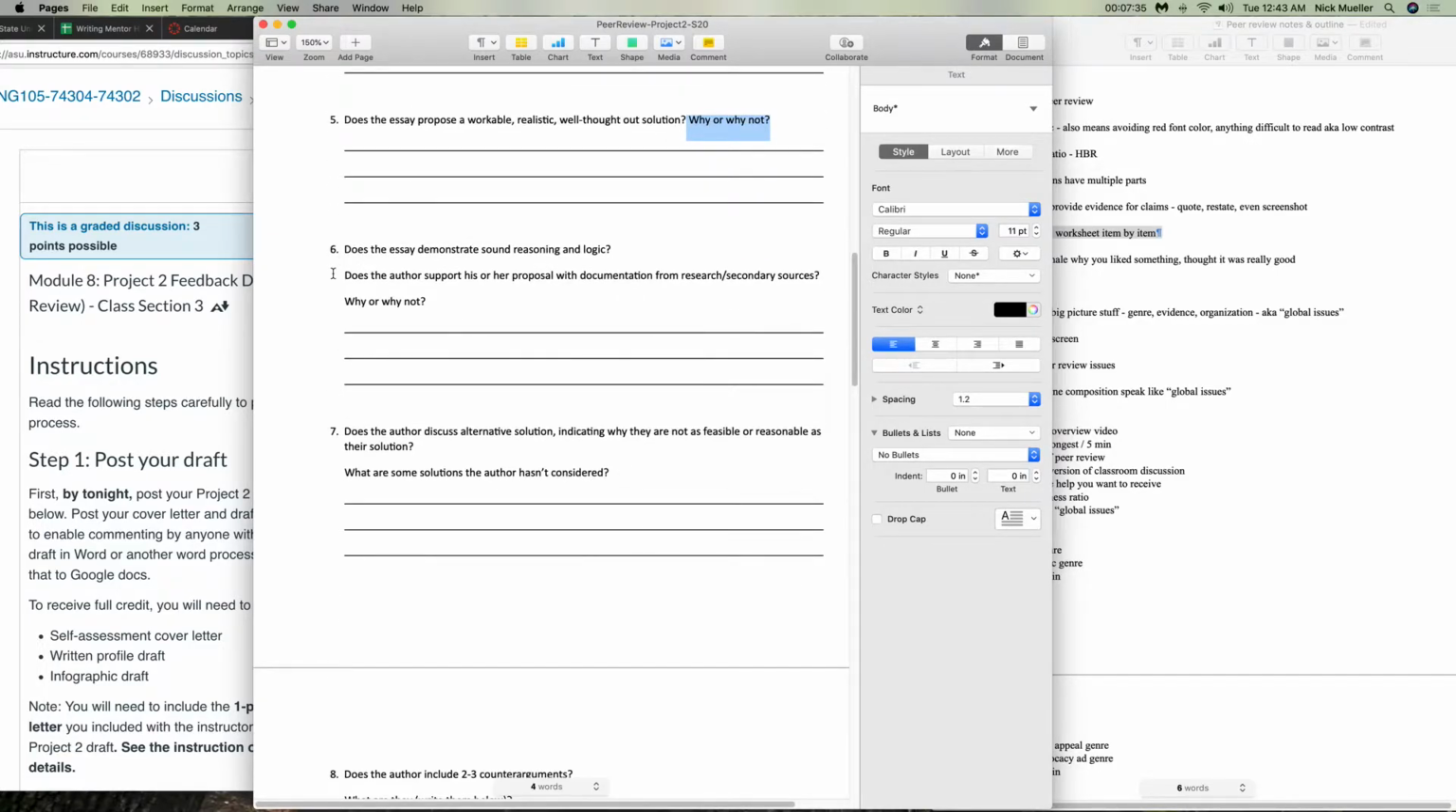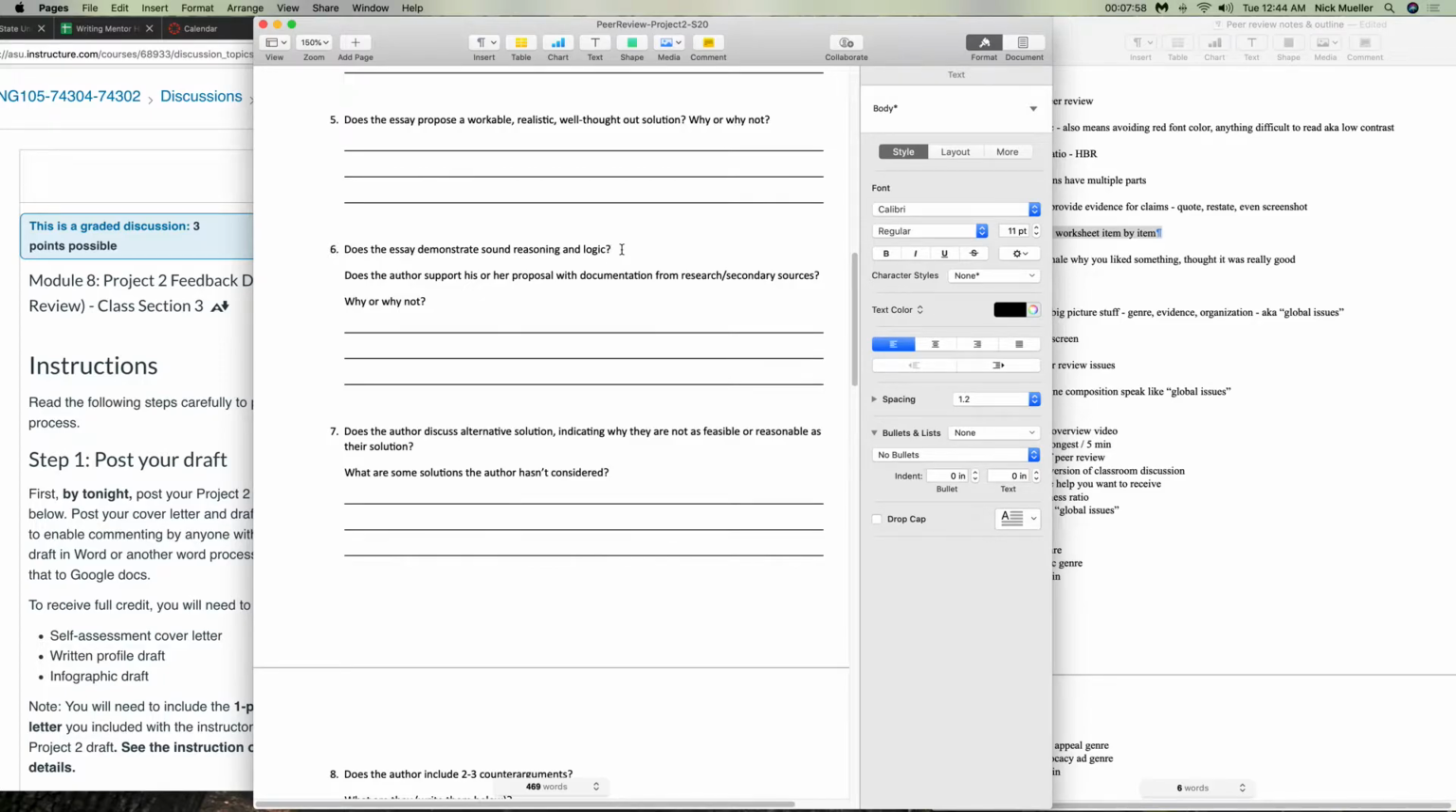Question 6, does the essay demonstrate sound reasoning and logic? And then, does the author support his or her proposal with documentation from research secondary sources? Why or why not? Again, this is fairly straightforward compared to this first question, so I'm going to focus on this first question here. Sound reasoning and logic.